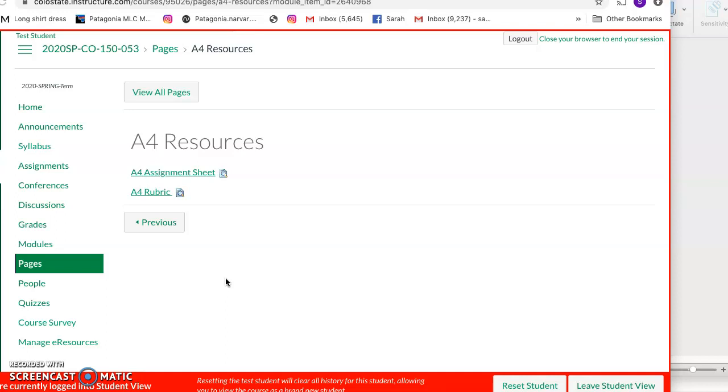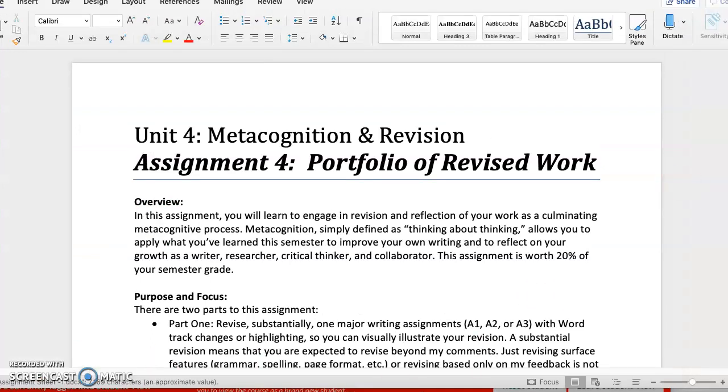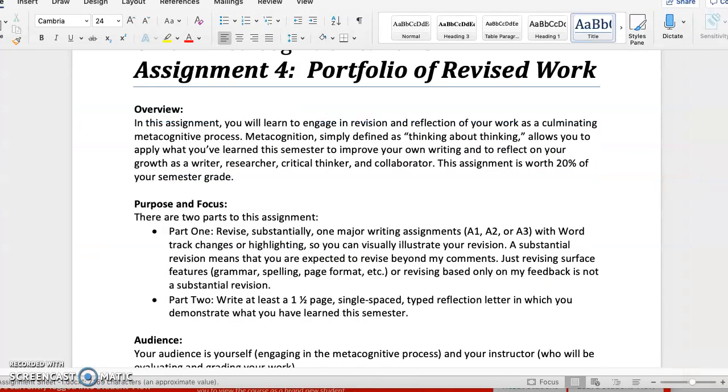Now I'd like to walk you through A4. There are a couple of resources for A4 under A4 resources. One is the assignment sheet, and we're going to take a look at this together, because of course this explains what the expectations are for your A4. You are going to be doing a substantial revision on one of the major writing assignments, A1, A2, or A3.